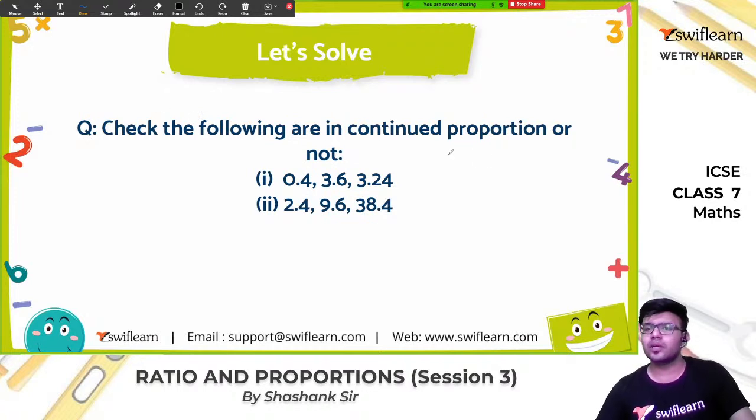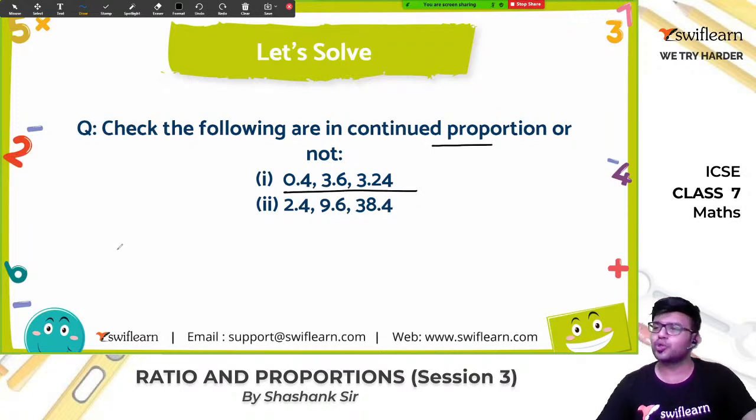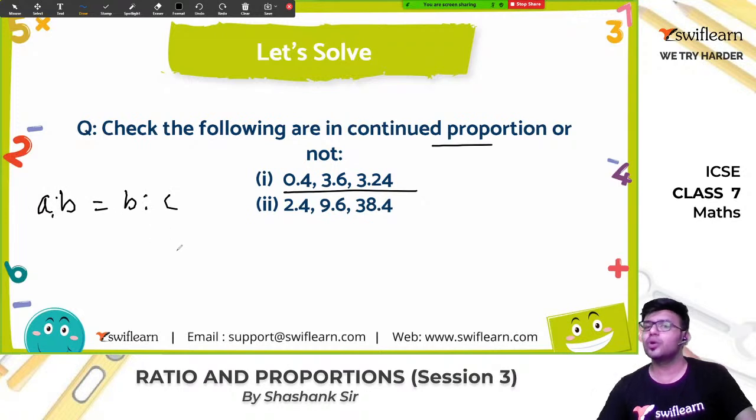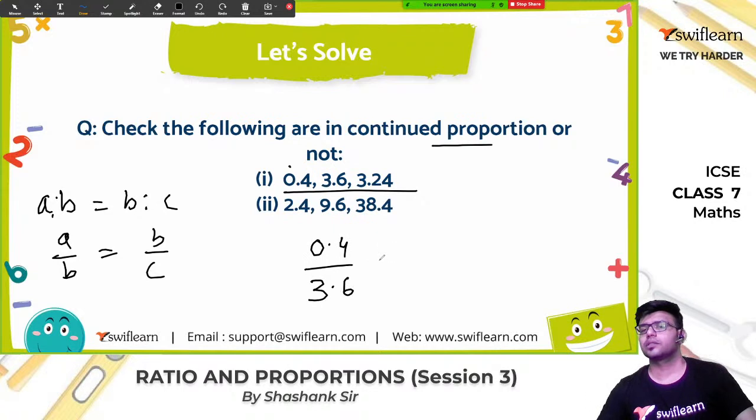So check whether these are in continued proportion or not. How to check whether three terms are in continued proportion or not? A is to B should be equal to B is to C, or A by B should be equal to B by C. Now, how much is A? A is the first term, 0.4 by 3.6.